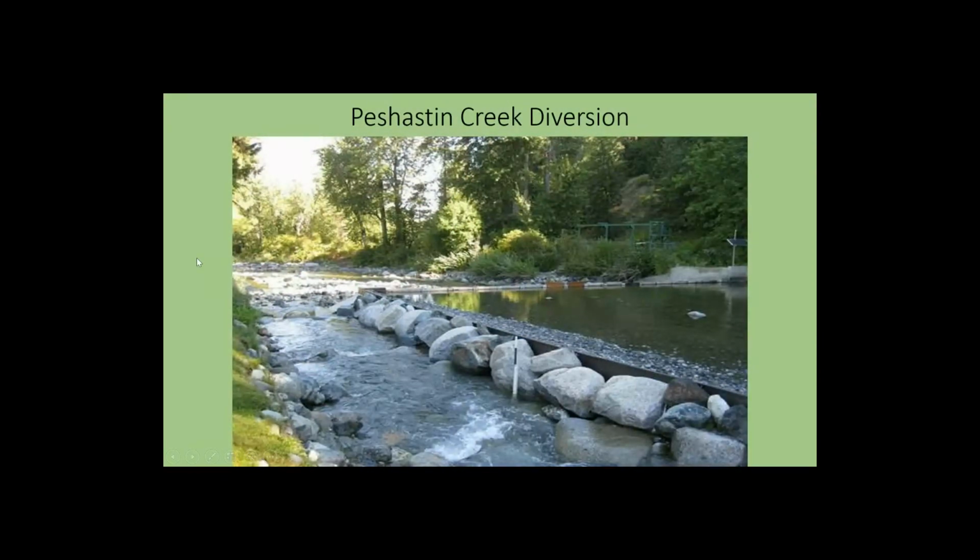This is the Peshastin Creek diversion. We're looking downstream, and you can see in the middle of the screen, this is the diversion dam. It used to extend all the way across Peshastin Creek. The diversion over here goes into the canal. They have a fish screen right here behind this green looking fence. And this is the fish ladder that we built with them several years ago.